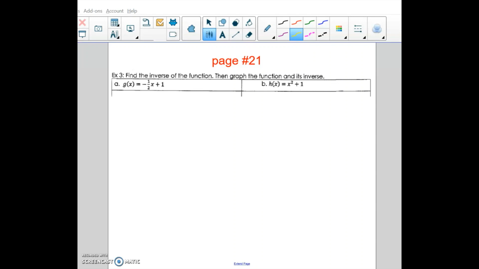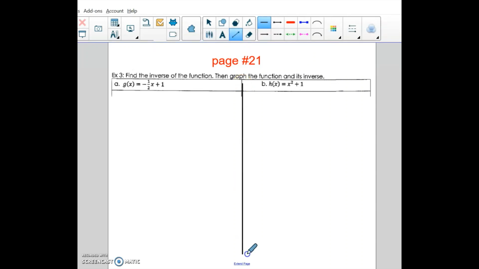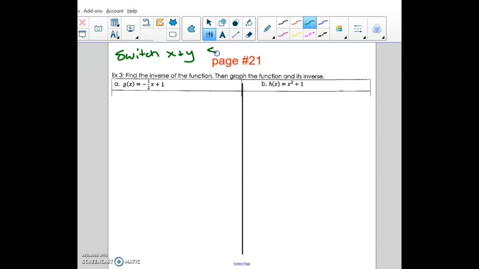Alright, so let's try to do a couple more inverse examples. So you're switching x and y and solving for y. Okay, so that's the basic direction. Switch x and y, solve for y.